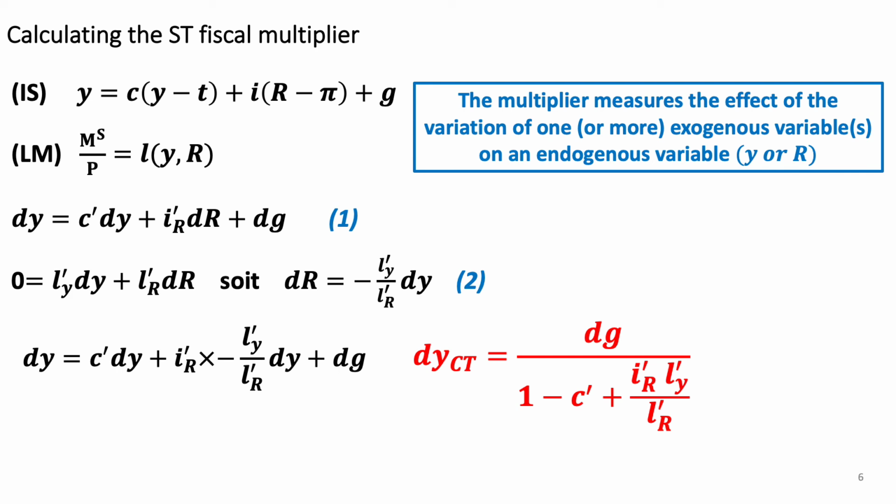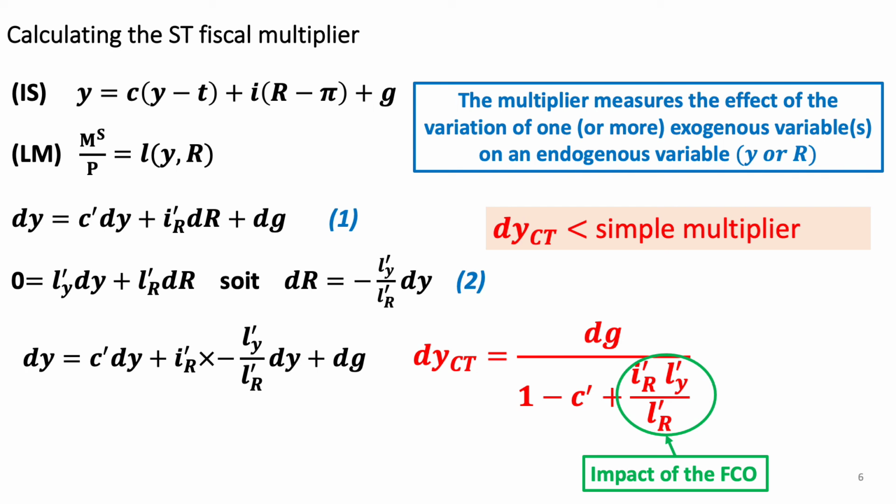We see here that dy is lower than the simple multiplier we had calculated before. Before, it was 1 over 1 minus c prime. Now, there's an additional term in the denominator. This term describes the impact of the increase in public spending on the interest rate. And it describes the impact of this variation of the interest rate on investment. In other words, this term illustrates the financial crowding out effect.